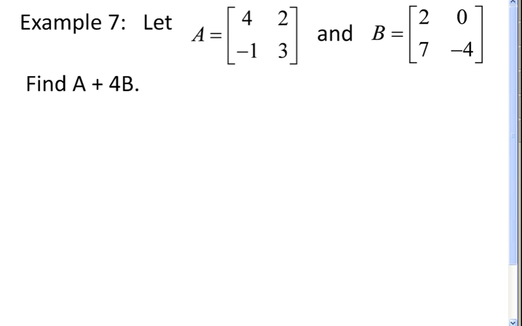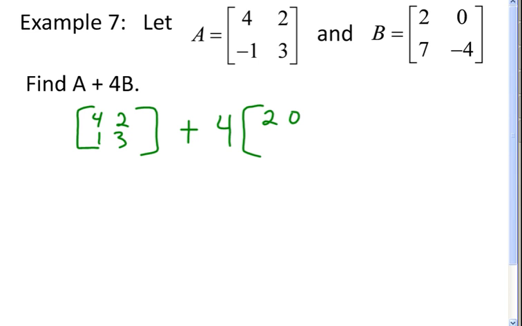All right, let's take a look at this example. They want us to find A plus 4B. So we have A, which is 4, 2, 1, 3. This is what they're asking, plus 4 times 2, 0, 7, negative 4. So that's A plus 4 times B.